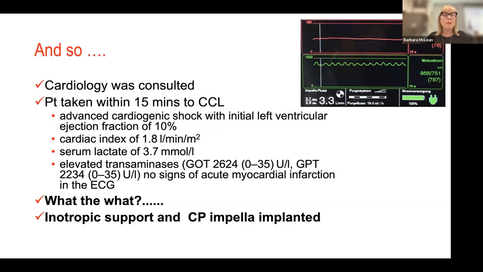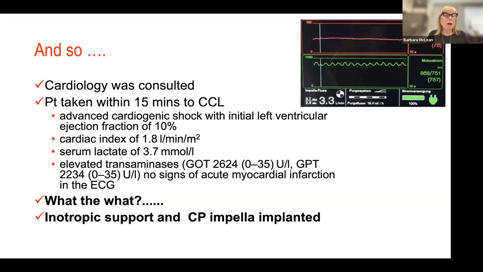Now in the cath lab, they measure that she has a left ventricular ejection fraction of 10%. So this is profound, right? She's got a significant decrease in her ejection fraction. She has very poor ejection and a very significant increase in her liver enzymes, but no signs of acute myocardial infarction in the EKG. What the heck is going on here?